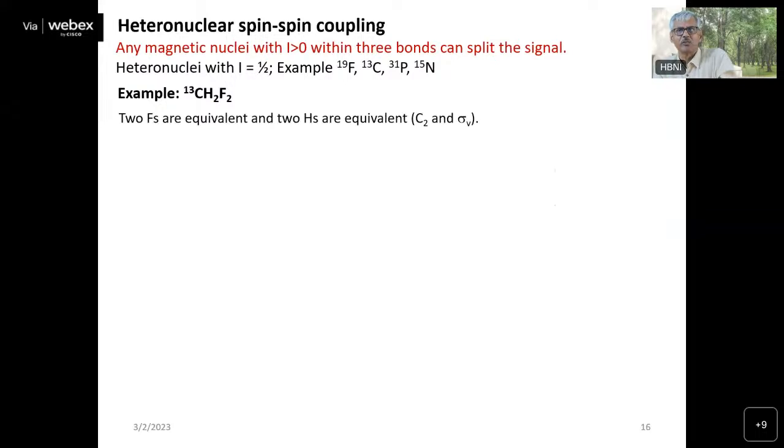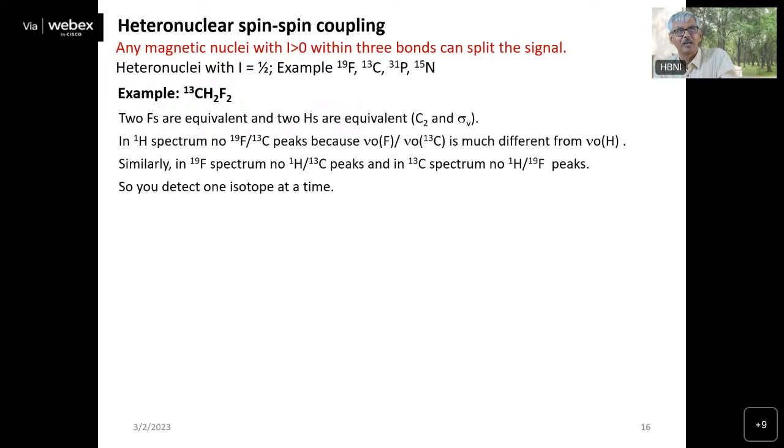Now we'll see some heteronuclear spin-spin coupling. Heteronuclear means you will see in molecules there are fluorine, carbon 13, phosphorus, 15 nitrogen, whose I value is half. For example, consider this molecule, CH2F2, where the carbon is also 13C. You will see here two fluorines are equivalent and two hydrogens are also equivalent due to C2 and sigma p.